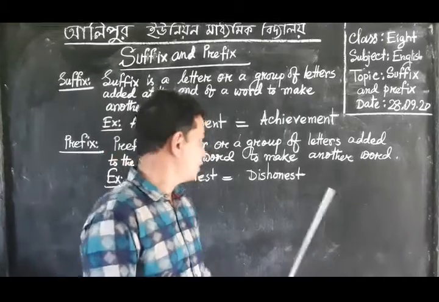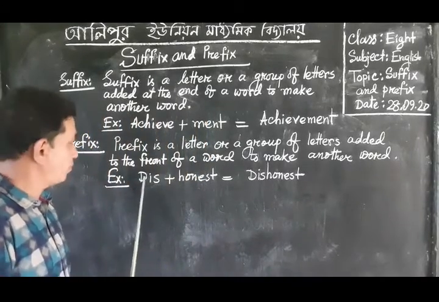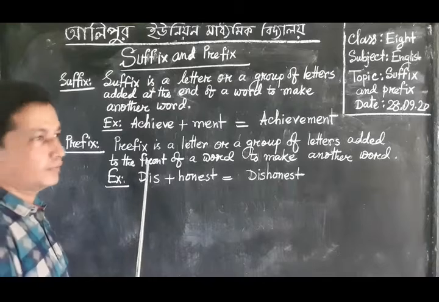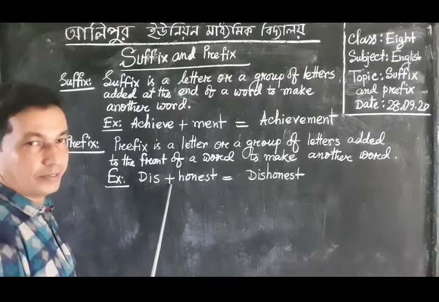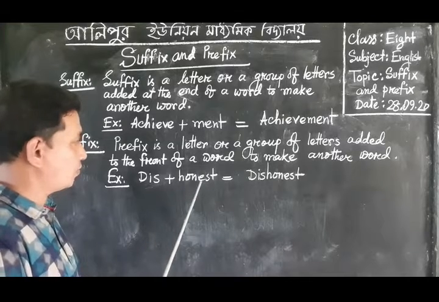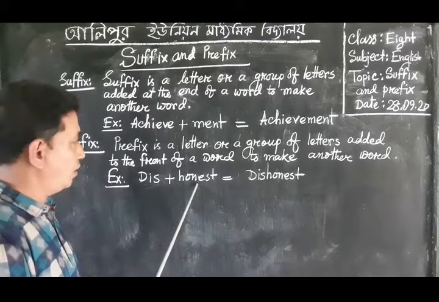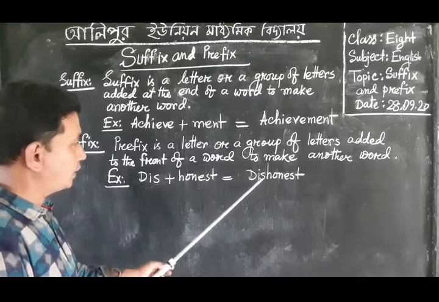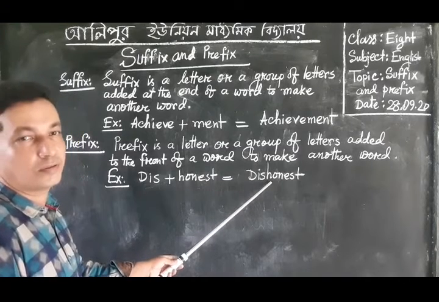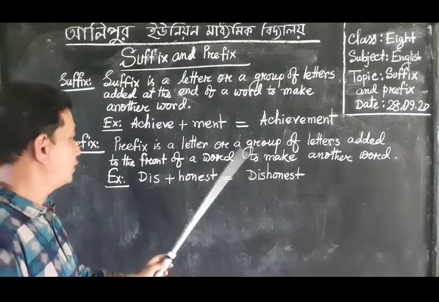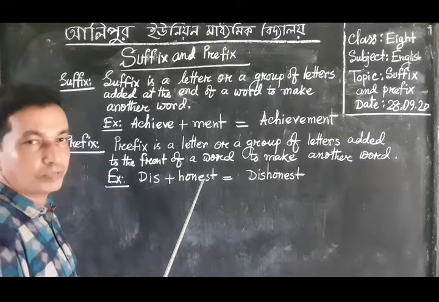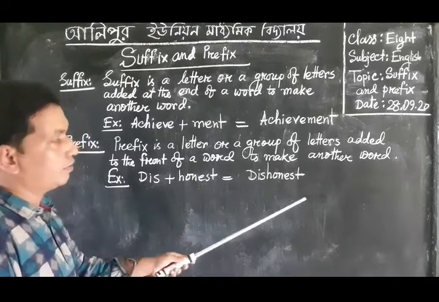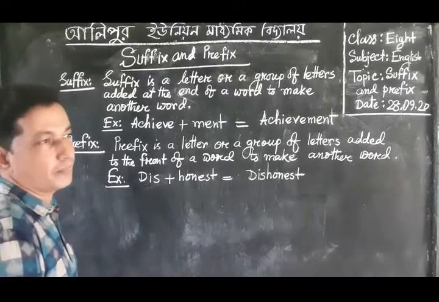Okay, dear learners. There is an example. This is a prefix and it is added before the word honest. And the new word is dishonest. Isn't it? This is a prefix and it is added before the word honest, and our new word is dishonest.